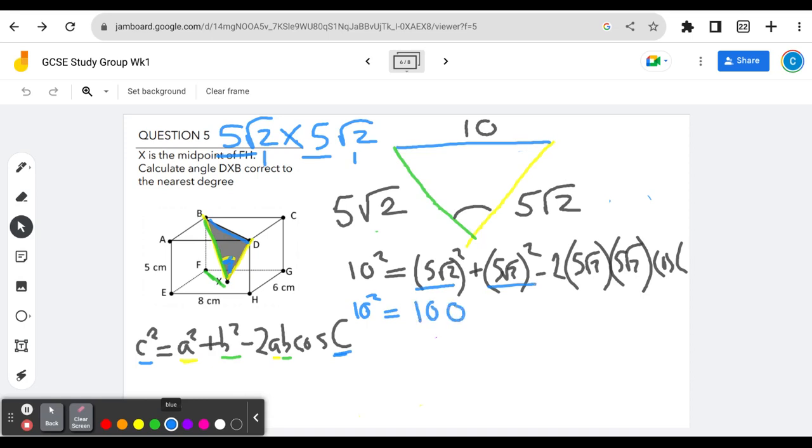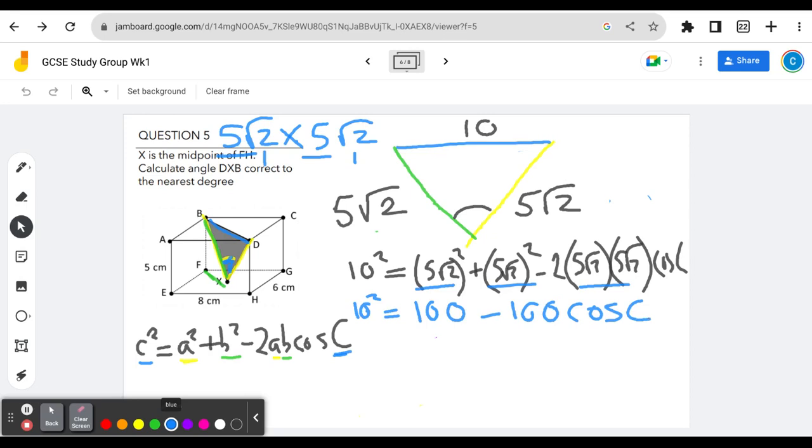And here I have that calculation again. Work that out up over there in blue. That's 50 times by 2 gives me 100 again. So here we go. Minus 100 cos C. And then I'm going to rearrange the equation to get cos C on its own.